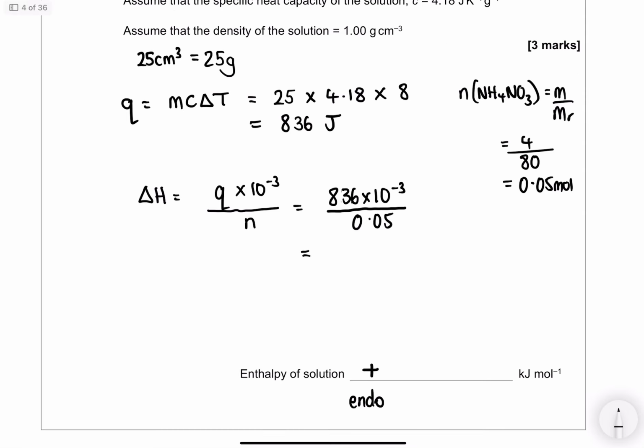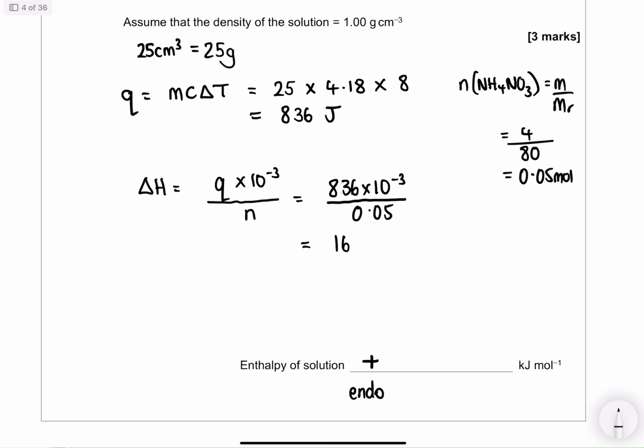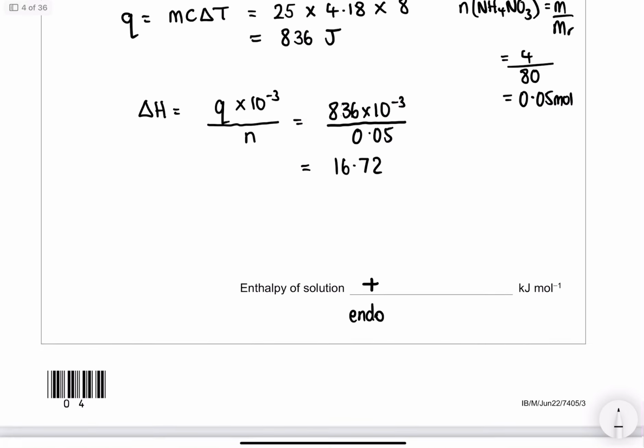And that is coming out as 16.72. We could give that to 3 significant figures or leave it. We haven't been asked for appropriate significant figures. So 16.7 or 16.72. That's our enthalpy change.